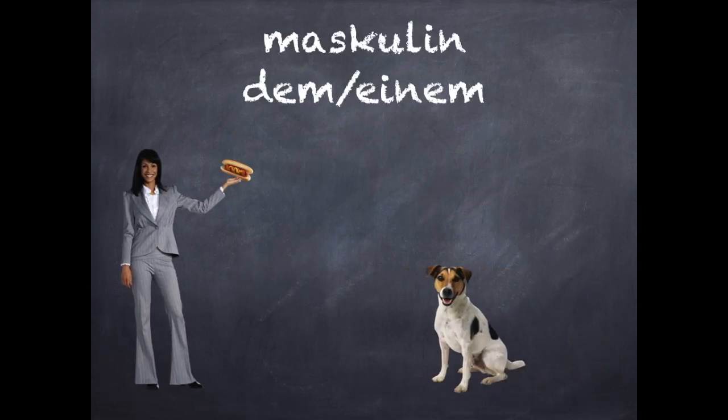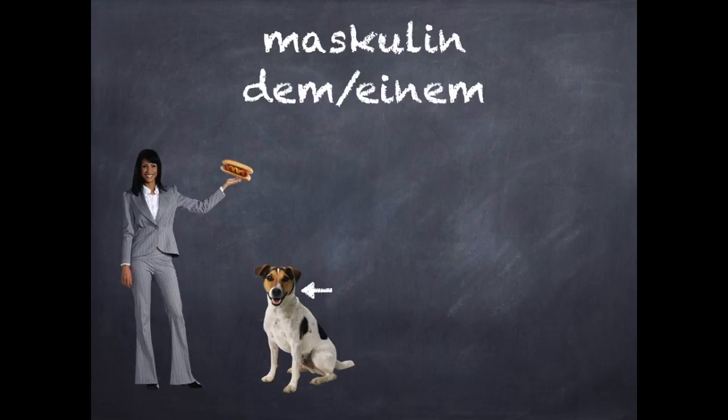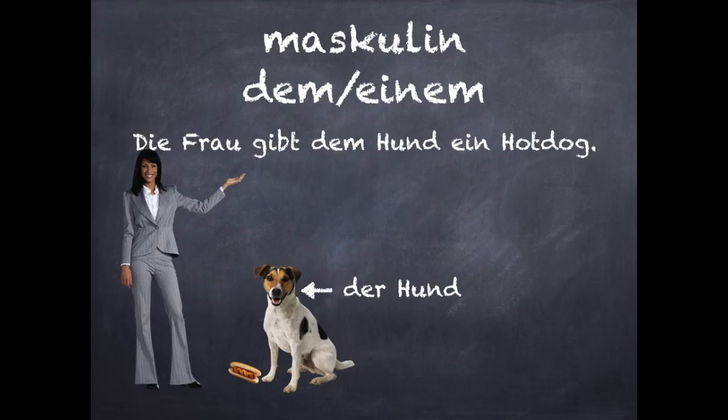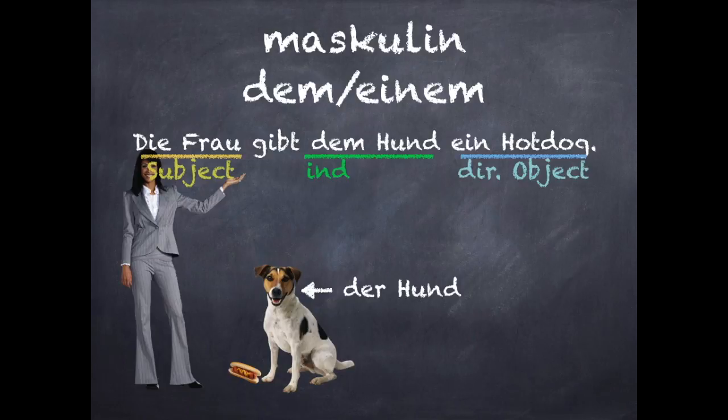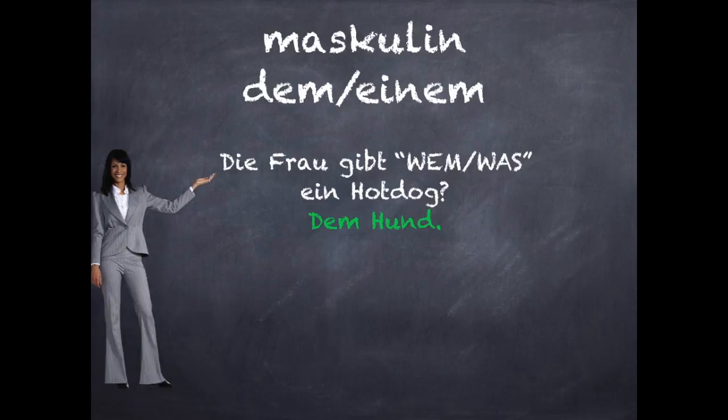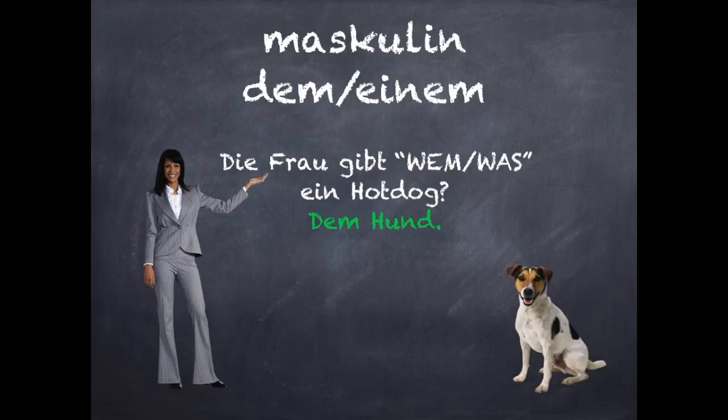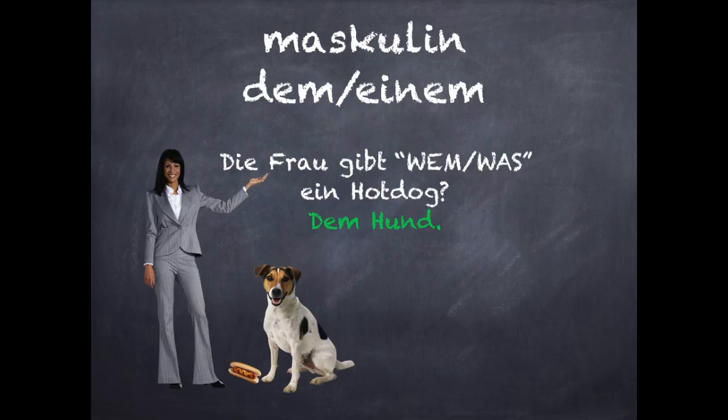So we still have the woman with a hot dog, but now we have a dog as well. And in German, that's der Hund. So now we're giving the hot dog to the dog. So die Frau gibt dem Hund ein Hotdog. So die Frau is still the subject, and ein Hotdog is still the direct object. And now we have a receiver of the action, and that's the indirect object. Der Hund turns into dem Hund. So when we're asking for that, we would say, die Frau gibt wem oder was ein Hotdog? Dem Hund. Whom or what is she giving a hot dog?